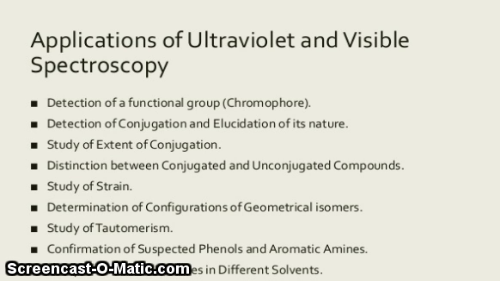So applications of ultraviolet and visible spectroscopy: detection of functional groups, chromophores, detection of conjugation and elucidation of its nature, a study of extent of conjugation, distinction between conjugated and unconjugated compounds, a study of strain, determination of configurations of geometrical isomers, a study of tautomerism, conformations, distinguishing phenol and aromatic amine, a study of structural features and differences between them.